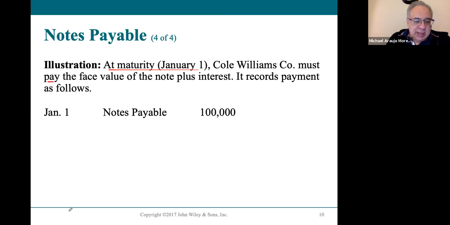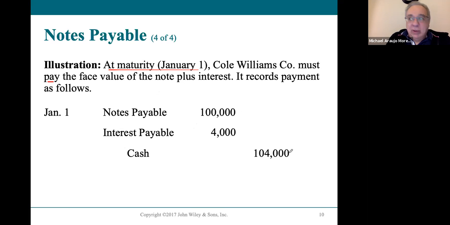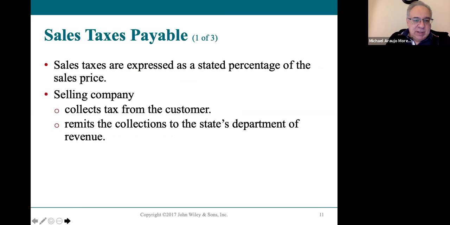So you reduce the liability. It's also going to reduce the interest payable because they're paying the interest today. And of course, they're going to dole out $104,000 in cash to show they've paid back both the note and the interest on that note. Okay. So hopefully good memories.